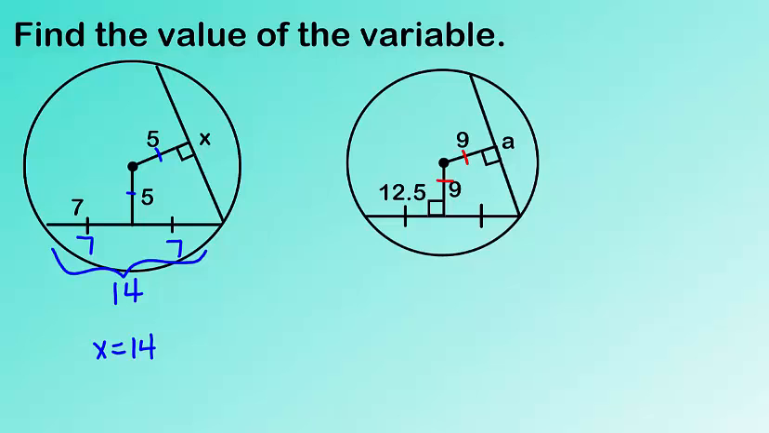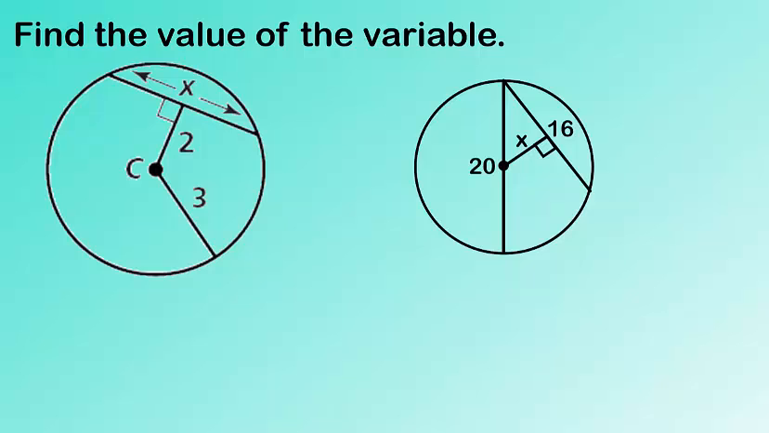Similarly, these are equidistant from the center of that circle. I know that this is 12.5 and this will also be 12.5. That makes the entire thing 25, so A is 25.